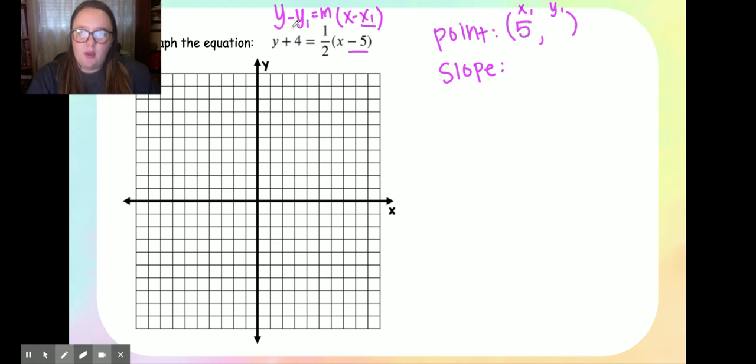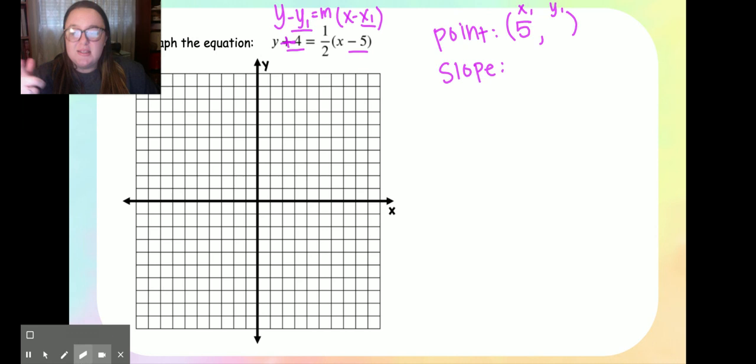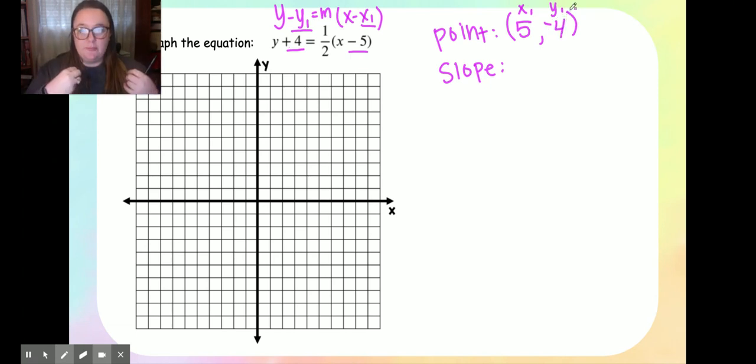Let's look at the y1 right here. Oh, that one they had to change to a positive, meaning that it said minus negative 4, so they had to put in that plus. So they must have put into this equation a negative 4 for y1. So we pulled out that point. Can we pull out the slope easily? Where my m is, it is 1/2. So my slope is 1/2. That's all we need to graph it, right?